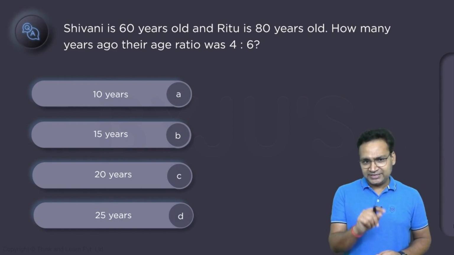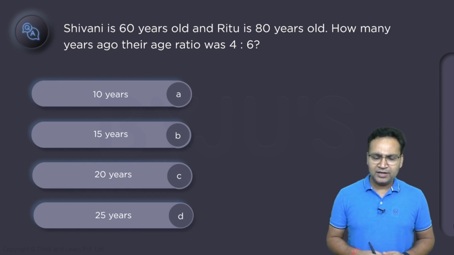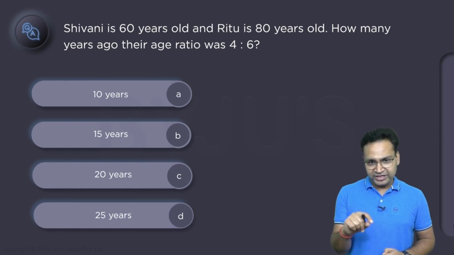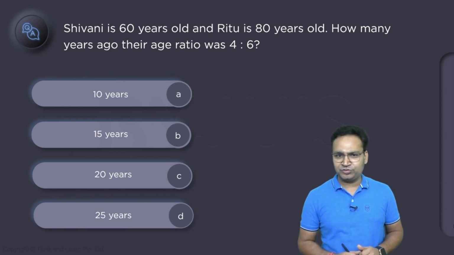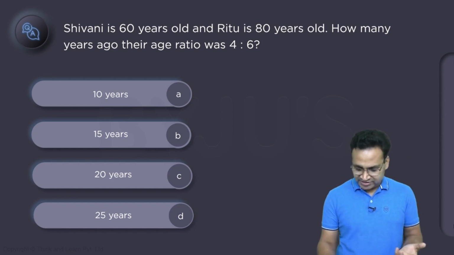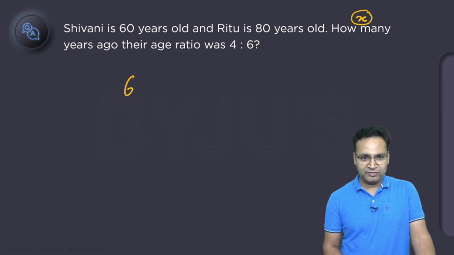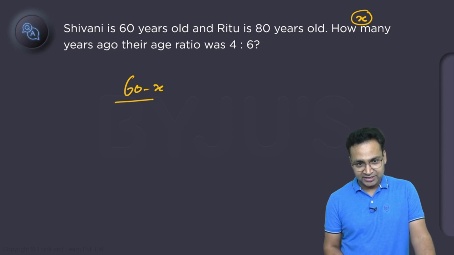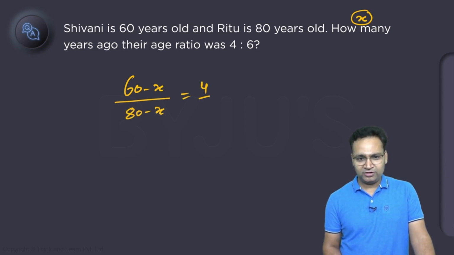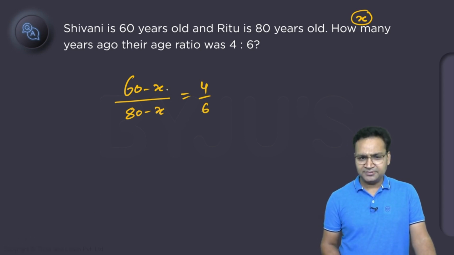Shivani is 60 years old and Ritu is 80 years old. How many years ago will the ratio of the ages be 4:6? How to handle this? I can do it systematically. Let me show you first. I am assuming it is some x years ago. So what is the age of Shivani? 60 minus x. Age of Ritu? 80 minus x. And this ratio we want is 4 by 6. I can simplify this and get my answer.